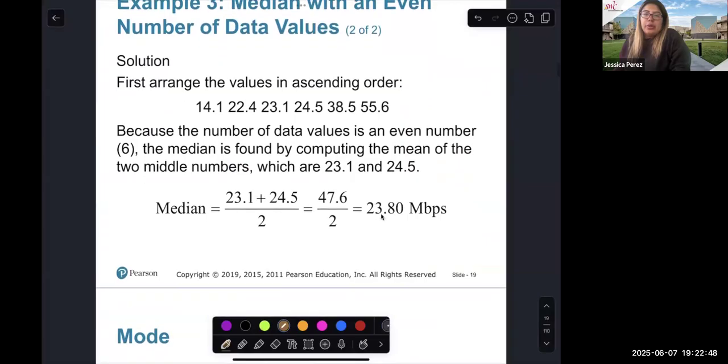So there it is, 23.8 megabytes. They found the median by putting this in order, cross, cross, cross, cross, and then you have 2 numbers in the middle because this is an even number. So 23.1 plus 24.5 divided by 2 gives us 23.80. But sometimes when you're doing your homework, there's going to be more than just 5 values. That's why I'm showing you how to use a calculator.